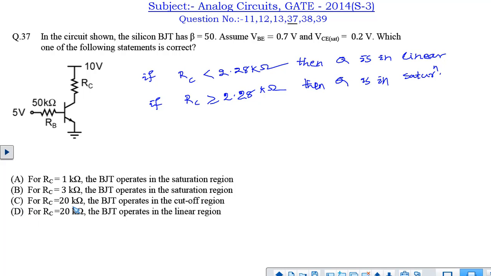Coming to options C and D, the RC value is greater than 2.28 kilo ohm, so the transistor has to be in saturation region. But in the options it is given in the cut-off region and in the linear region. So these two options are also not correct. Hence option B is the correct answer. Thank you.